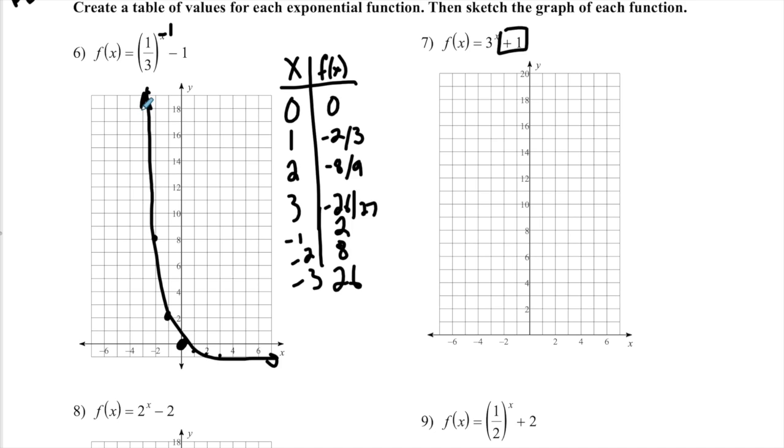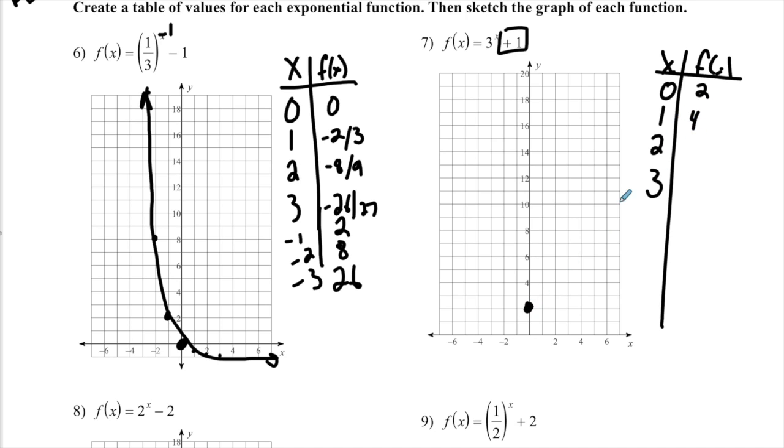Okay, so then real quick, 3 to the x plus 1, we do the same thing. X and f of x, 0, 1, 2, 3. 3 to the 0, right? So PEMDAS. So first exponents, 3 to the 0 is 1. 1 plus 1 is 2. 3 to the 1 is 3. 3 plus 1 is 4. Okay, 3 to the 2 is 9. 9 plus 1 is 10. 3 to the 3 is 27, plus 1 is 28.